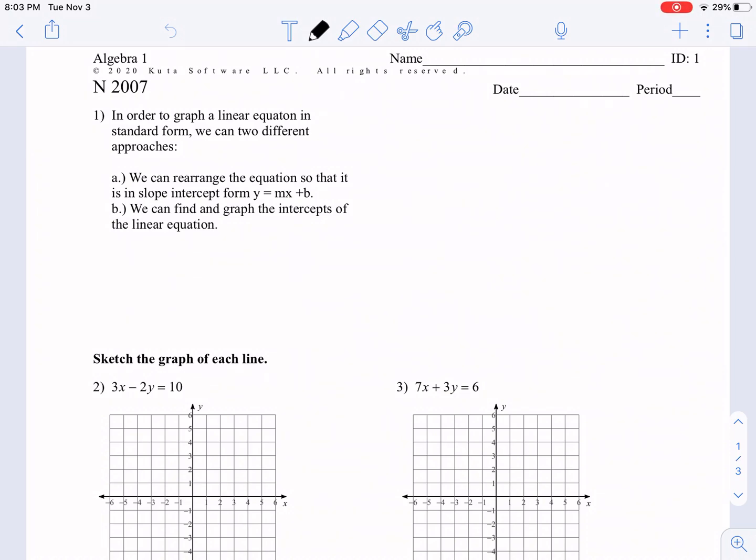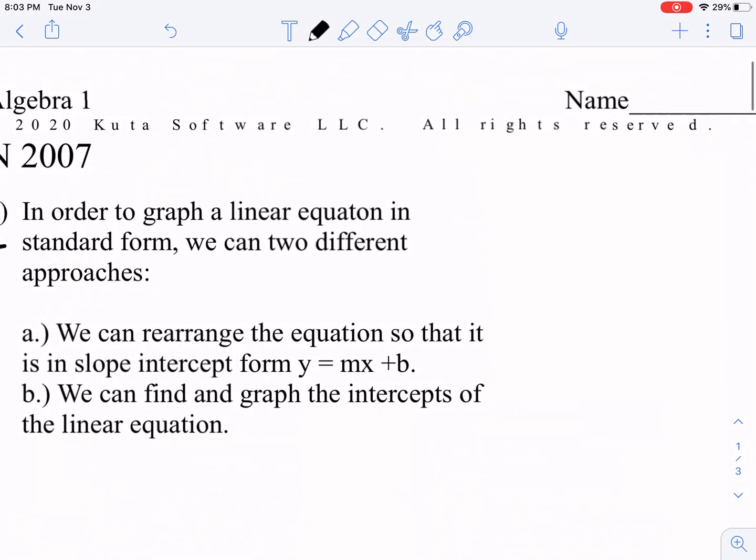All right, so we're going to continue with being able to graph linear equations. Specifically in this video, we're going to look at how to graph standard form. Okay, so standard form here. Now, previously we looked at how to graph slope-intercept form.